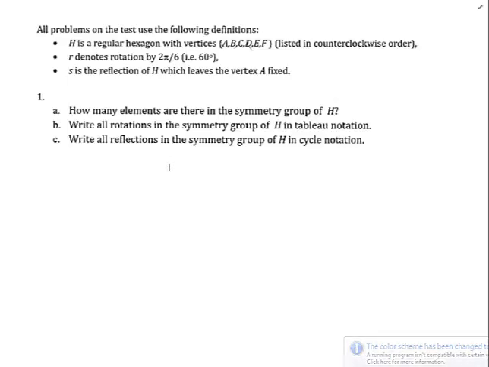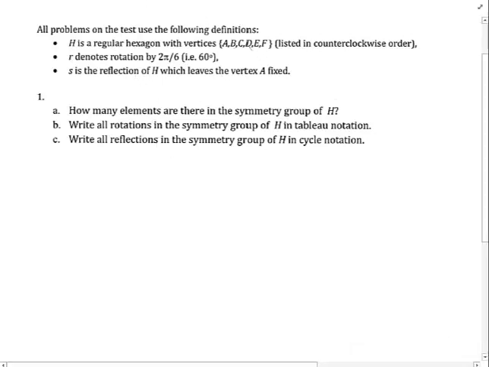Okay, so let's look at this first problem here. We're looking at a regular hexagon, which of course has 6 vertices. And we're looking at rotations. This is the smallest rotation in the symmetry group, rotation by 60 degrees. And S is a reflection of H, which leaves vertex A fixed.